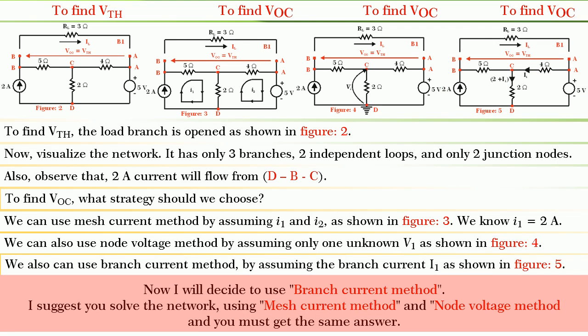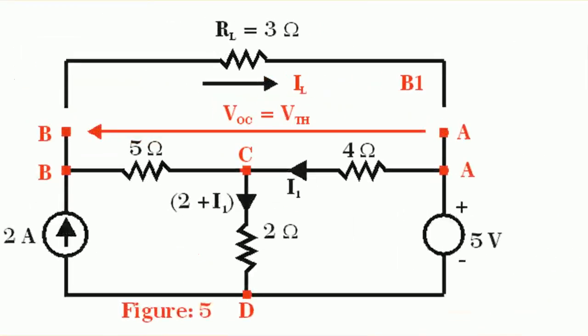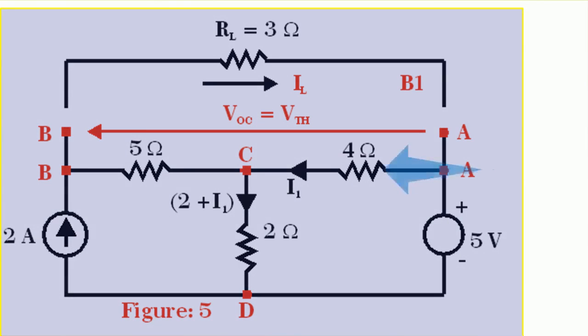Now, I will decide to solve the network using the branch current method, and I suggest you solve the network using the mesh current method and node voltage method, and you will see that you must get the same answer. Now, to find VOC or V Thevenin, let us decide to use the branch current method. Let I1 be the branch current in branch A to C as shown in figure 5.